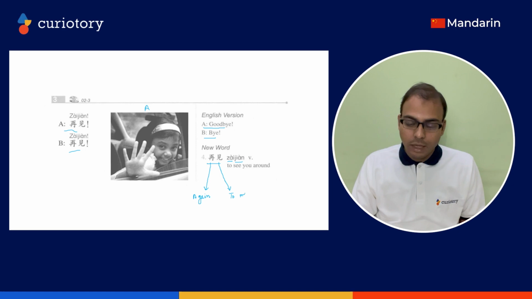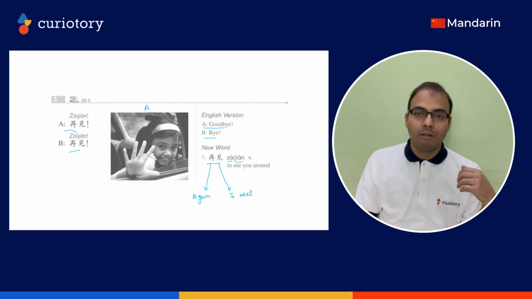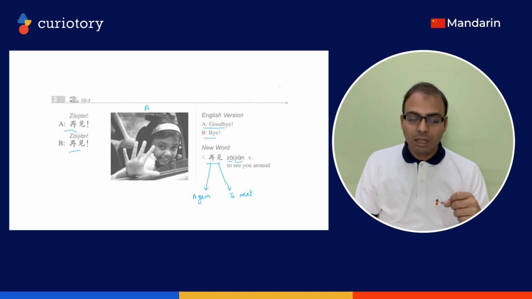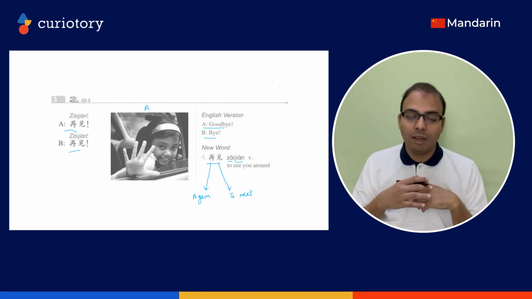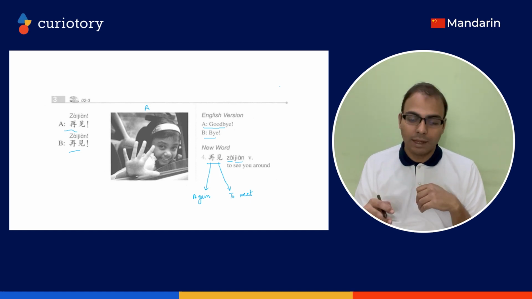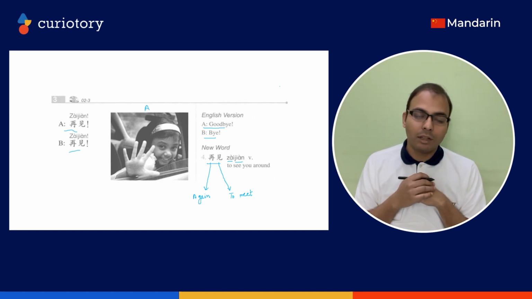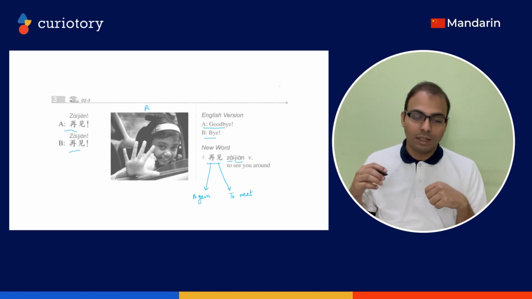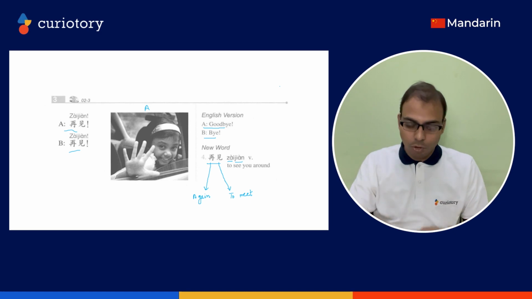Okay, so in this conversation what did we learn? We learned that zai means again, qian means to meet, and collectively zai qian means to meet again or goodbye. That's why when the little girl is saying zai qian, the other person is also saying zai qian, goodbye and bye.